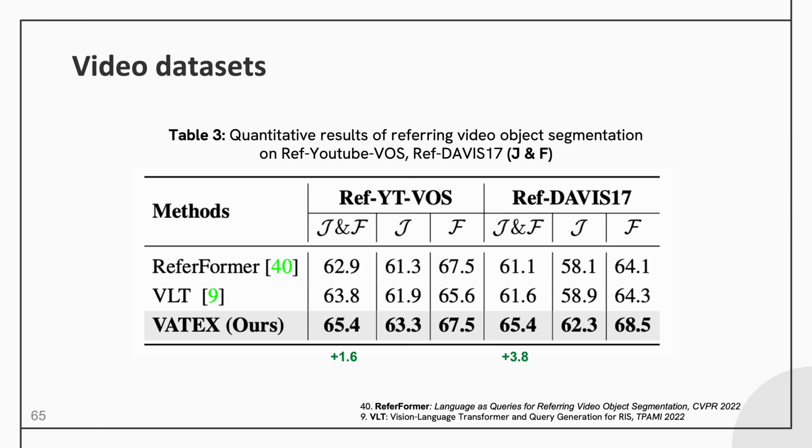Our model can be extended to video datasets with minor adaptations to handle temporal information. VATEX outperforms the state-of-the-art methods VLT and ReferFormer on the same backbone by 1.6 and 3.8 J and F on the Ref-YouTube-VOS and Ref-DAVIS17 datasets, respectively.